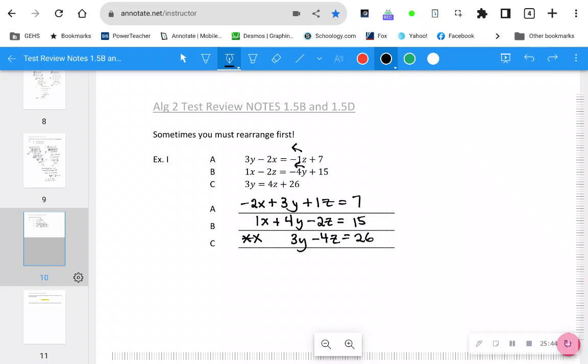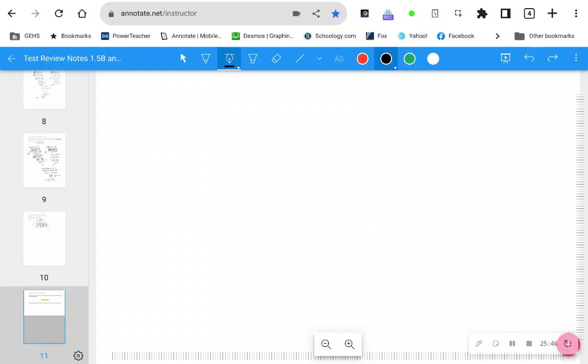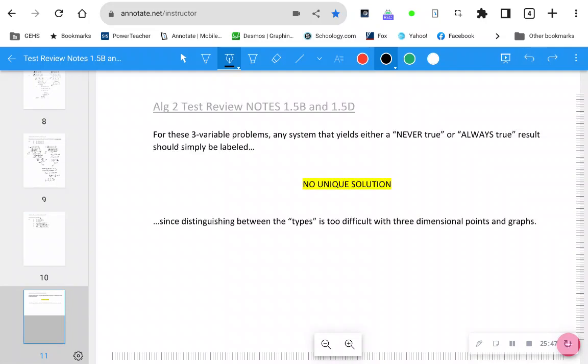And the last thing is how to handle the exceptional cases. And here it's actually easier. If you get a always true or never true statement while you're working it out, they're too hard to tell in 3 dimensions which type they are, so you're not required to. You just say, hey, this is one of those problems that doesn't have a single answer. And the correct way to say it is unique answer. So you write no unique solution. And that's all you have to do on these 3 variable systems if you run into one of those.